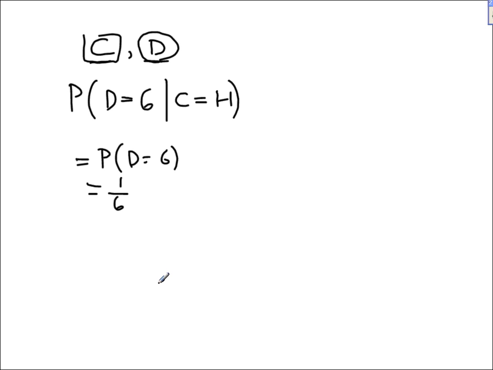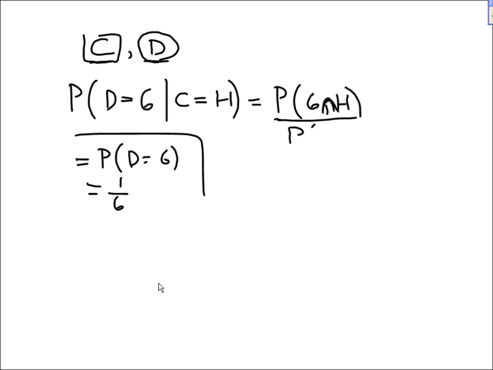But let's actually do it the long way. This is the probability that the die is a 6, and the toss of the coin is a head. That is, you get a 6 and a head, divided by the probability of getting a head. Well, I'll jump on that one. The probability of getting a head is a half. Now, what is the probability of getting a 6 and a head?